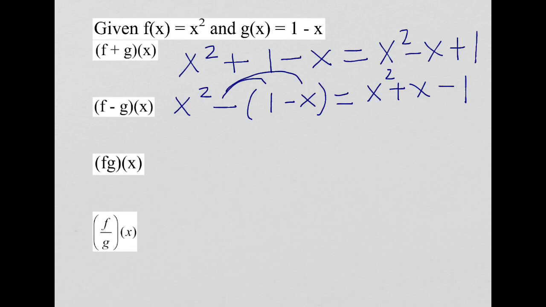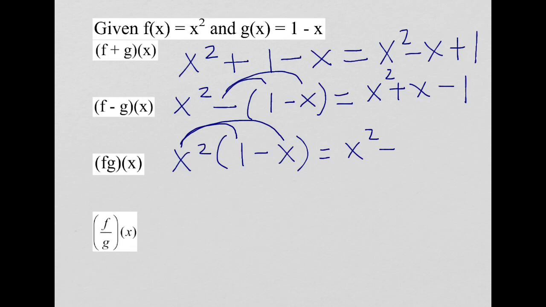Okay, next I'm going to multiply the two functions. x squared times 1 minus x, which means I'm going to take the x squared times the 1 and the x squared times the minus x, which gives me x squared minus x cubed.